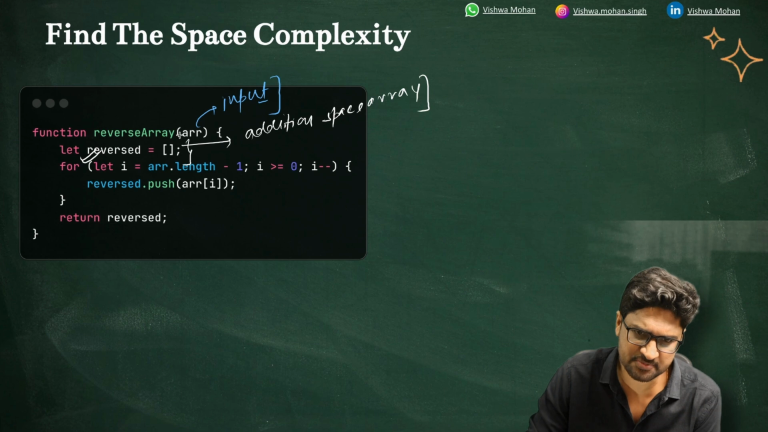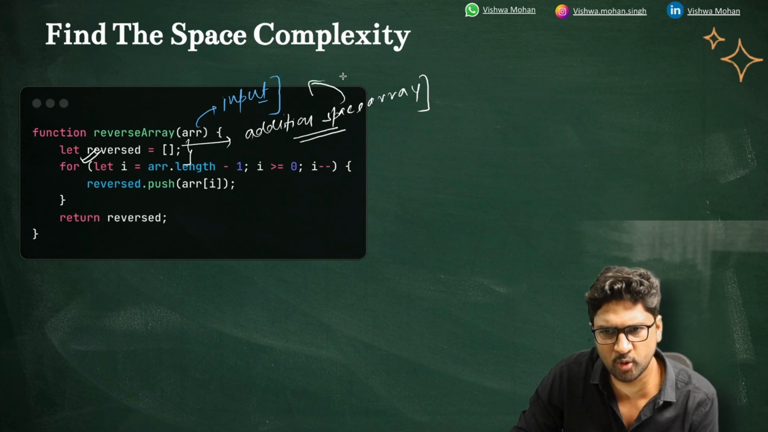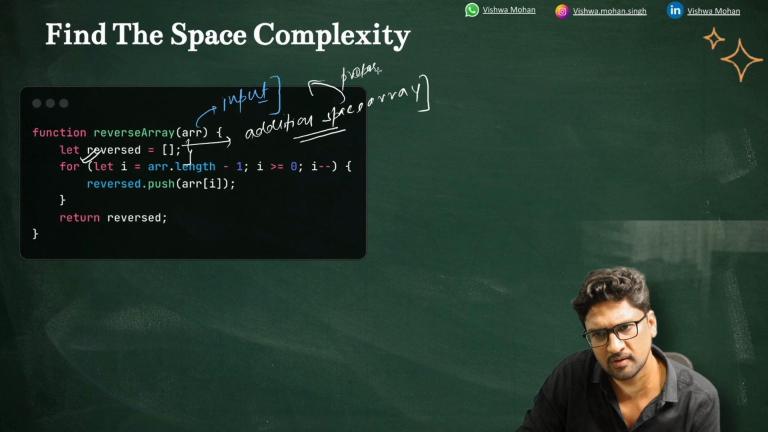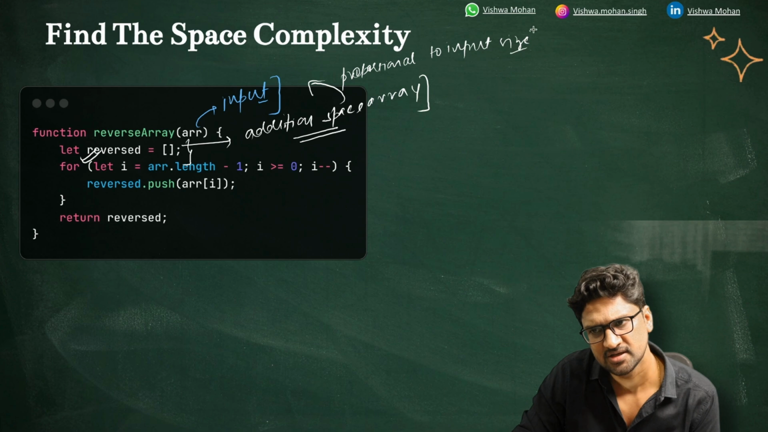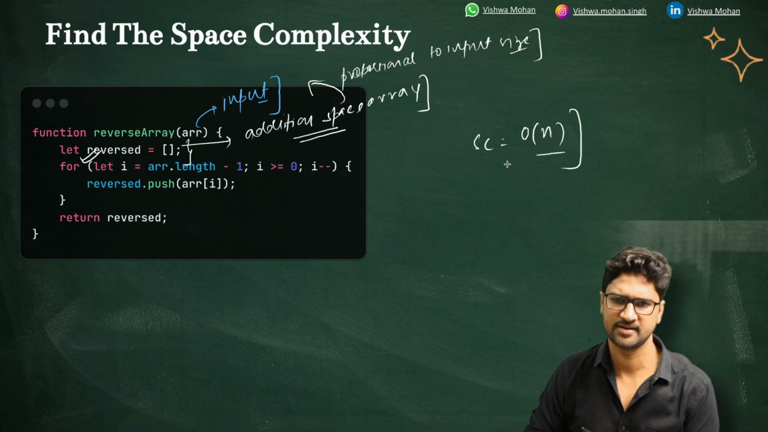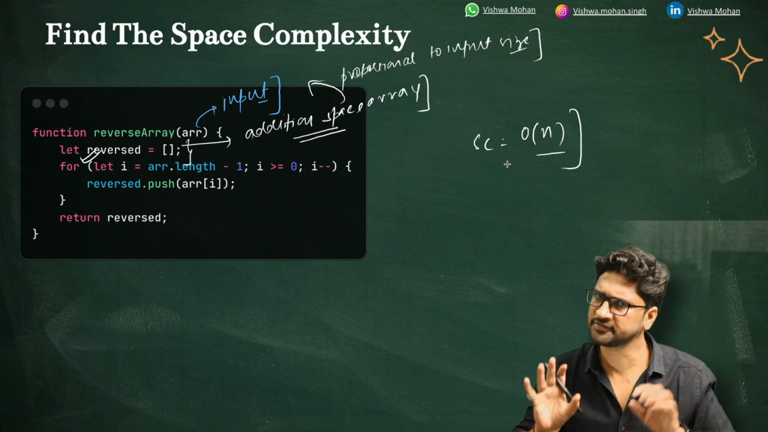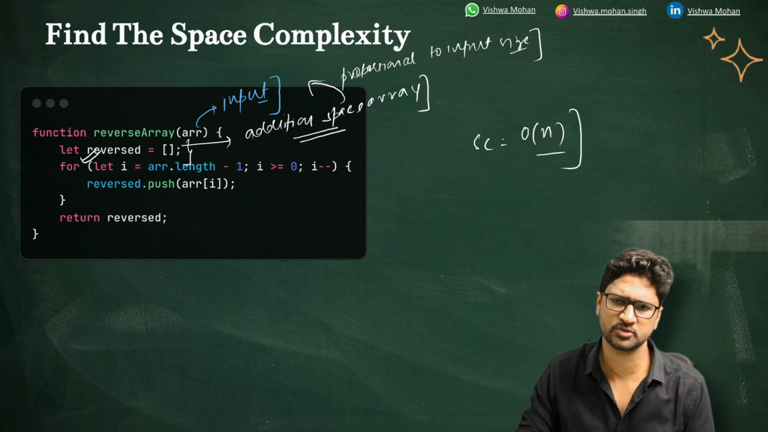Right? So since in this problem the extra space that I am using is proportional to the input size, in this case the space complexity will be order of n. So my space complexity will be equal to order of n. Fair enough? Cool. Let's try to move to the next question.